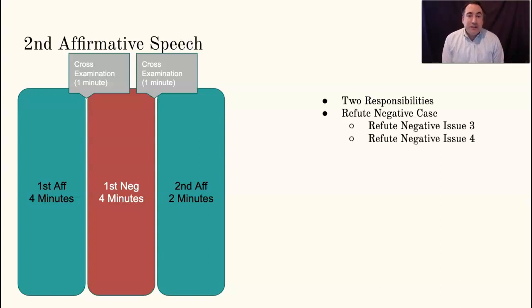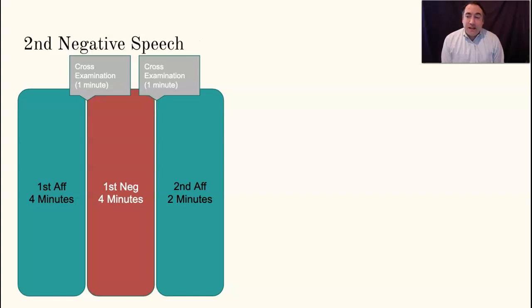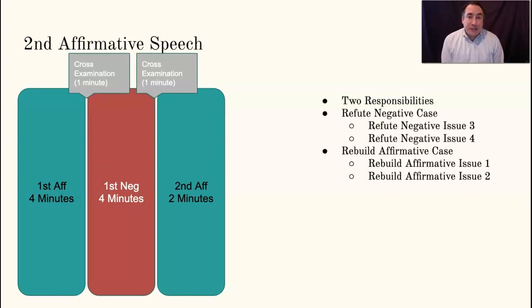Next, you're going to refute negative issue 4. Again, on negative issue 4, my opponent said this, but I say because, therefore. Then you're going to go back and try to rebuild your affirmative case. Remember, you presented your 2 affirmative issues in the first affirmative speech. The negative debater just got up and refuted those. Now your job is to try to rebuild them. Why are those two affirmative issues still correct despite what the negative debater just said? You're going to rebuild affirmative issue 1, rebuild affirmative issue 2, and then we'll be done with the second affirmative speech.